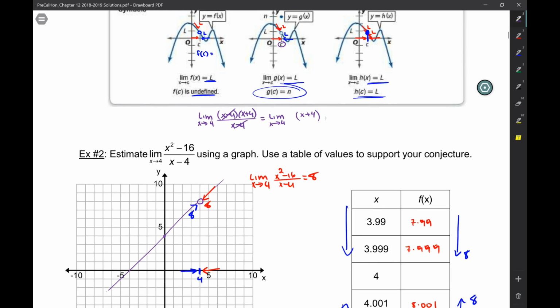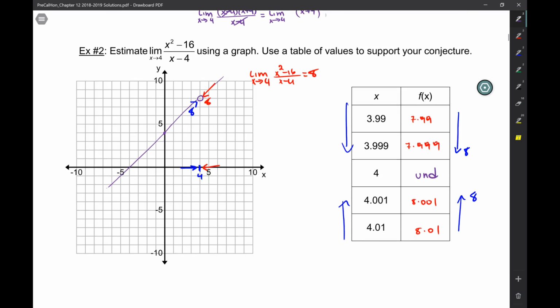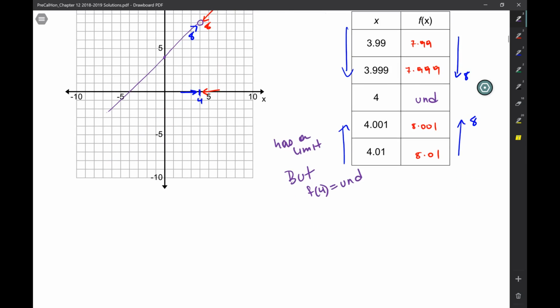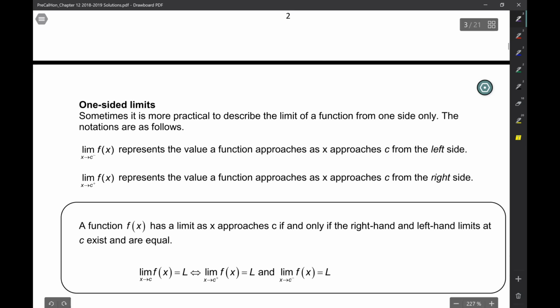What's the value? It's 0 on the bottom, so it's undefined, right? So do you see that it has a limit, but f of 4 is undefined, all right? The moral is that does not hold you back in any way, okay? All right, any questions? Okay, let's move on to one-sided limits.